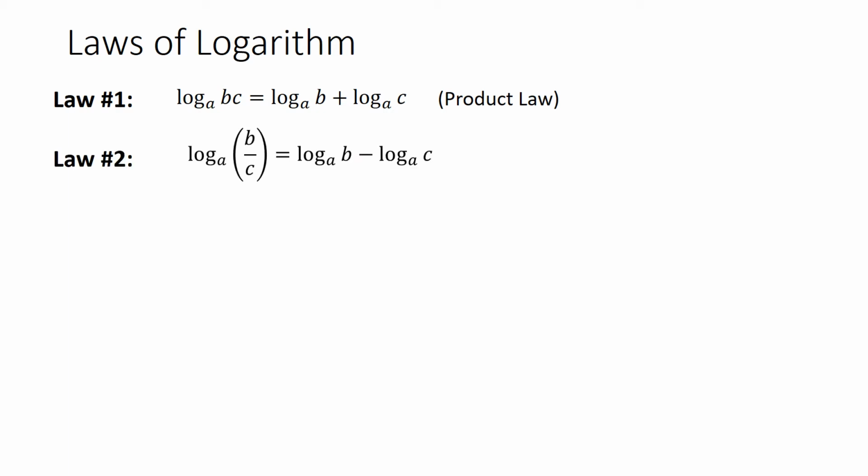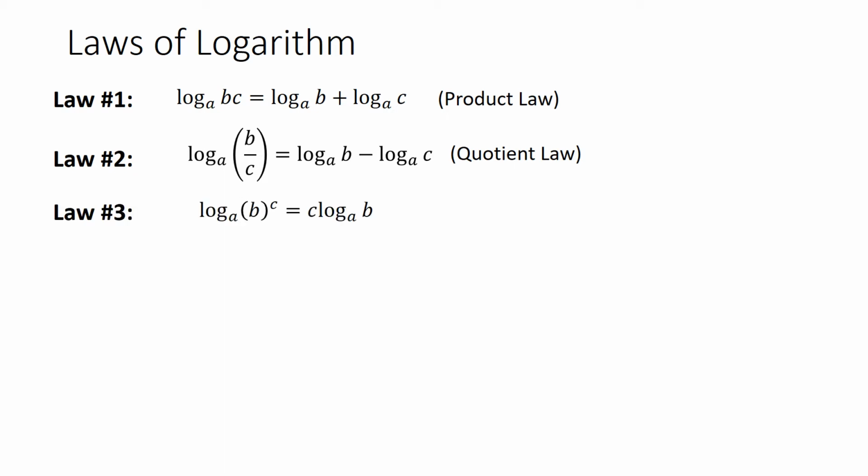Law number 2, log base a of b over c equals log base a of b minus log base a of c. This law is called quotient law. The two numbers inside the body, b divided by c, can be split, becomes minus.